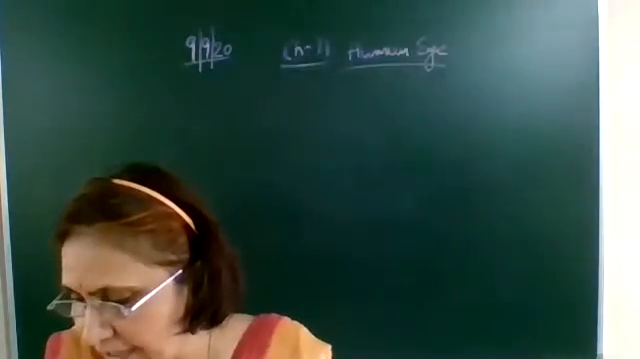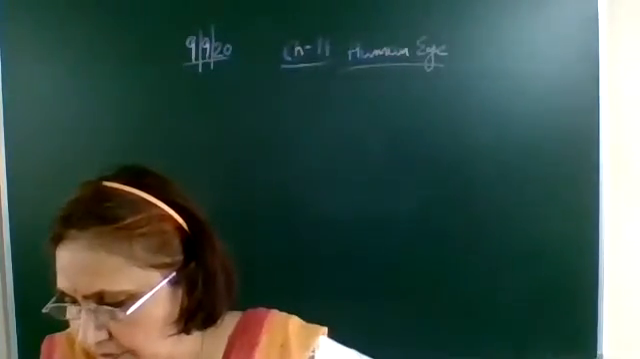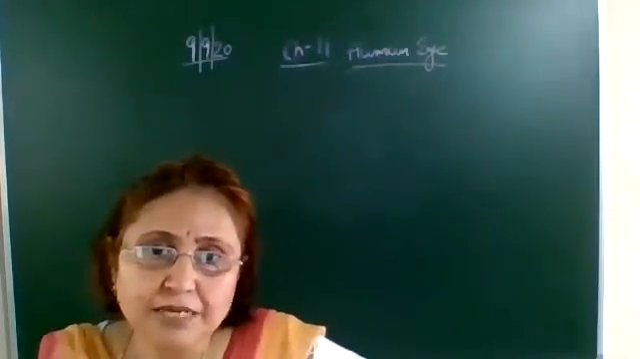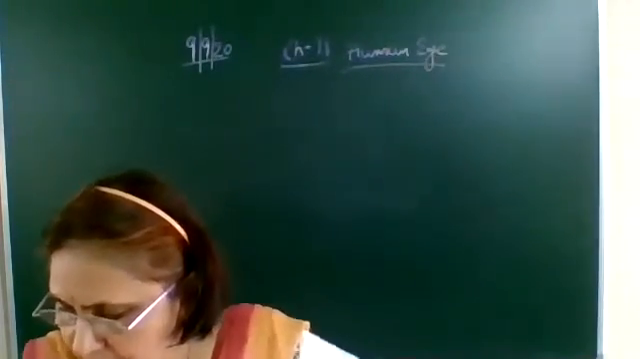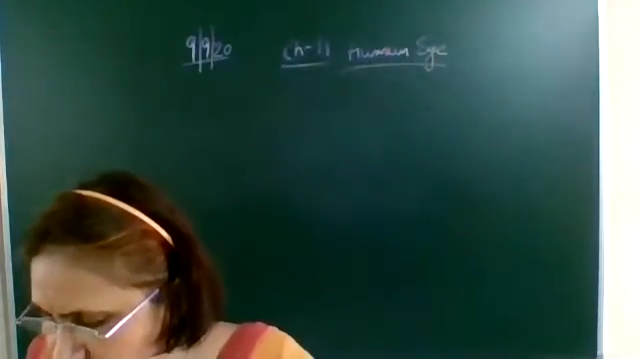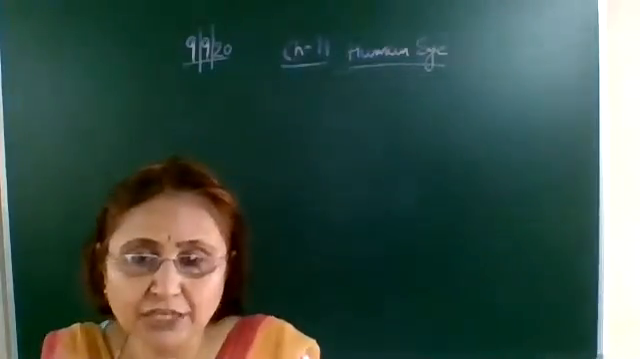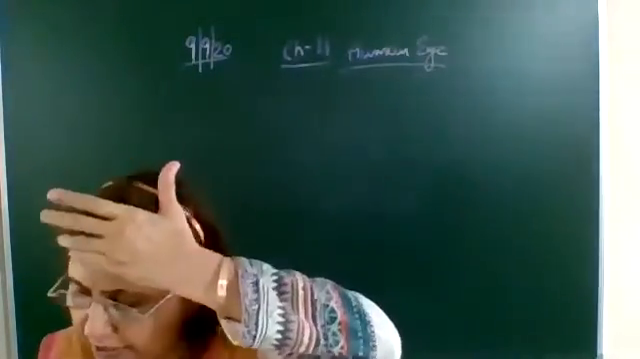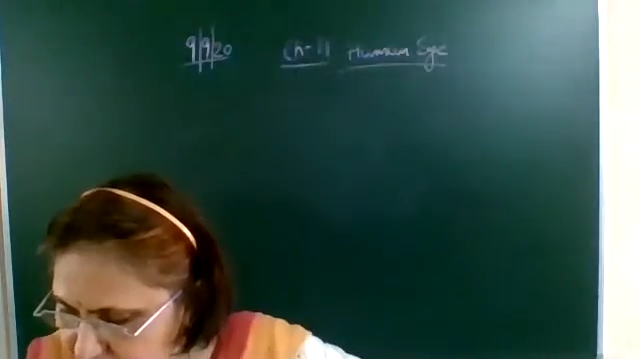So write the next part, iris. Write down iris. It is a dark muscular diaphragm between the cornea and the lens.